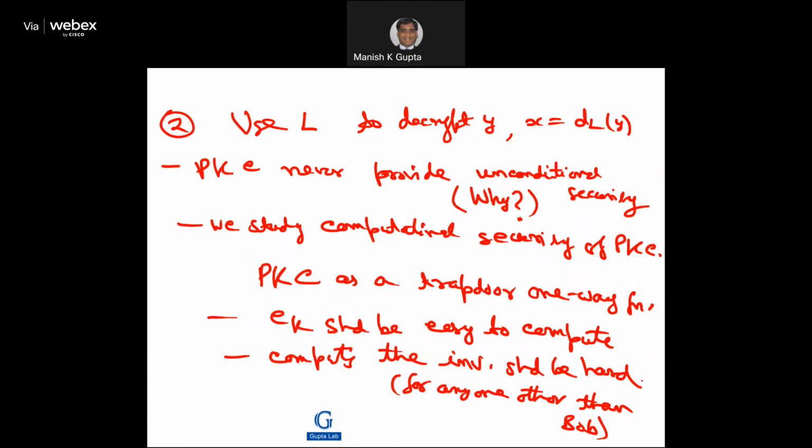So there are certain requirements. EK should be easy to compute. Encryption should be easy, and computing the inverse should be hard. Encryption should be very easy, and the inverse of this should be very hard for anyone other than Bob, the person who actually wants to get the information.